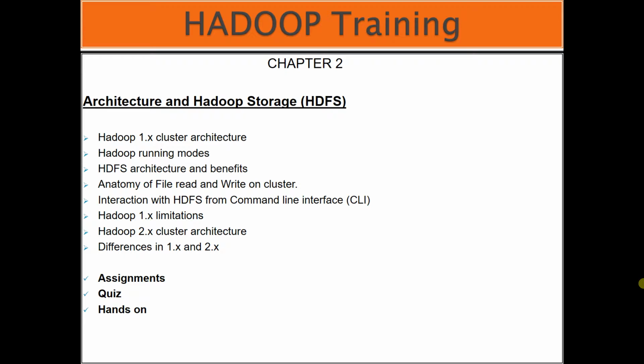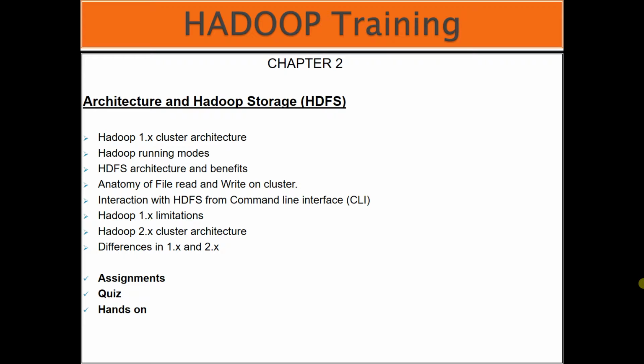Then the limitation of 1.x storage system. Then we'll move into the 2.x cluster architecture, and then differences in 1.x and 2.x, and how 2.x solves the problem of 1.x. Here I'm still covering 1.x because people are still talking about it during the interviews, or if you go out, people are still asking questions on 1.x. So I want to give learning on 1.x as well, so the person is more confident how the 1.x was used and now how 2.x is better.